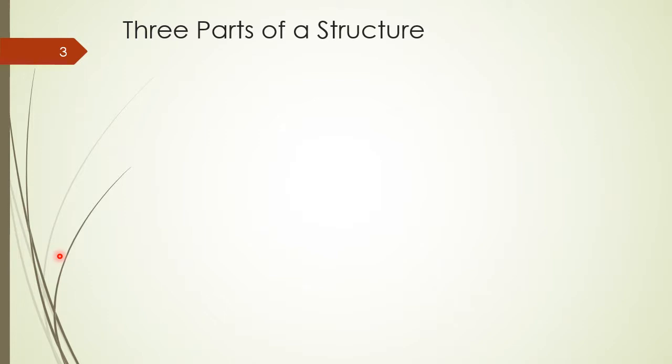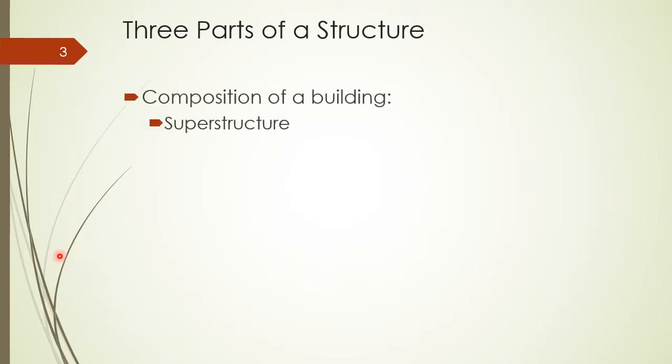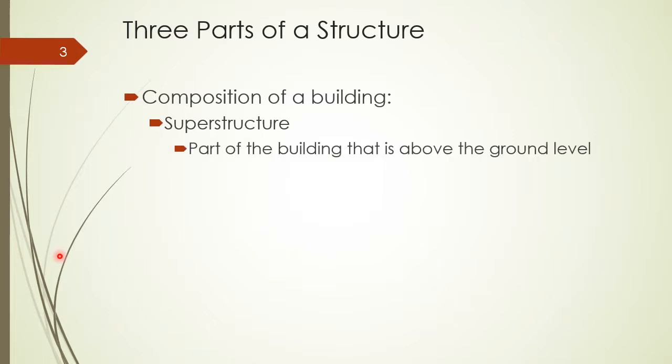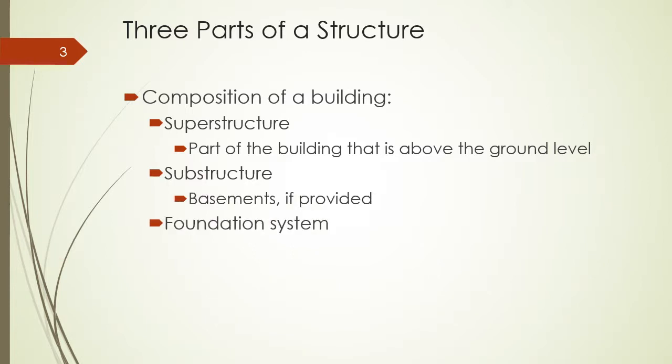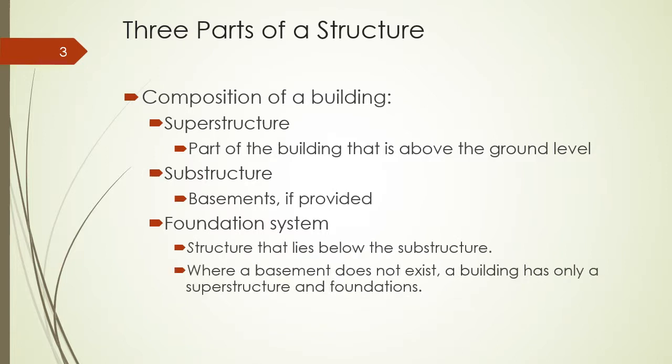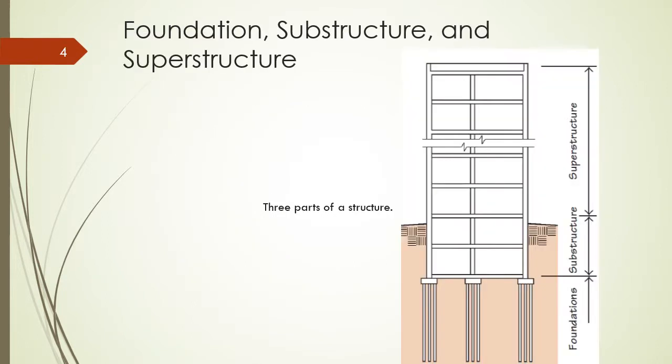There are three parts. Any building is going to consist of the superstructure, which is that part of the building that is above ground level; the substructure, which would be the basements, if there are any basements, and the foundation system, and that's the structure that lies below the substructure. And if the basement doesn't exist, then the building only has two parts, the superstructure and the foundations.